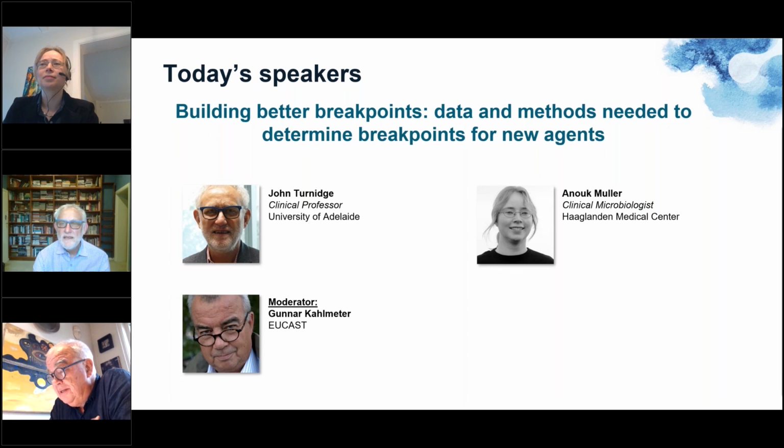Sorry, can I just butt in, just so there is no misunderstanding? We don't mind setting a breakpoint below the ECOFF, but we don't want to set it in the middle of the wild type. So, we have breakpoints that are actually lower than the wild type. So it's not below the ECOFF per se, it's the fact that we don't want to set a breakpoint in the middle of the wild type.